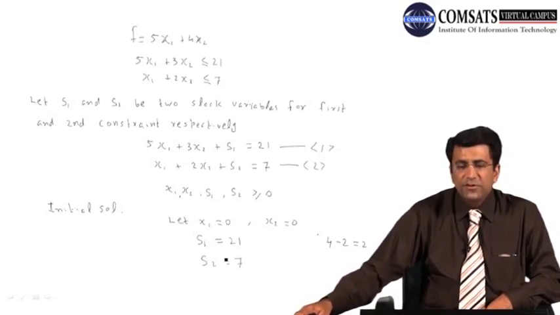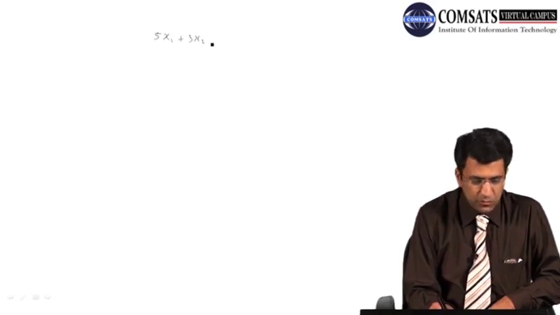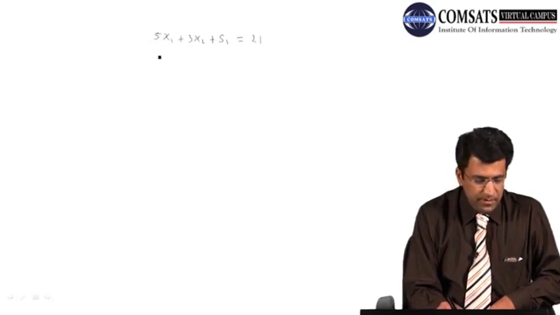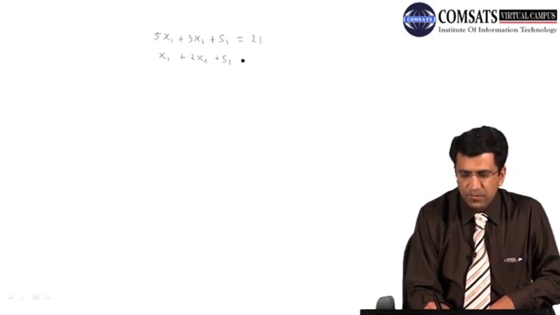Okay class, now I will rewrite these equations again for your convenience. Now we have the two equations: 5x1 plus 3x2 plus s1 is equal to 21. This is our first equation. Then x1 plus 2x2 plus s2 is equal to 7. This is our second equation.